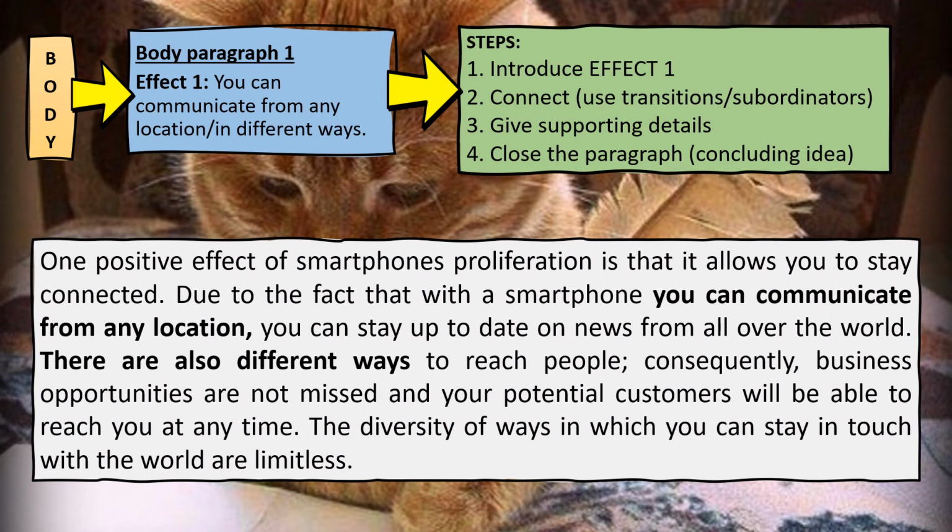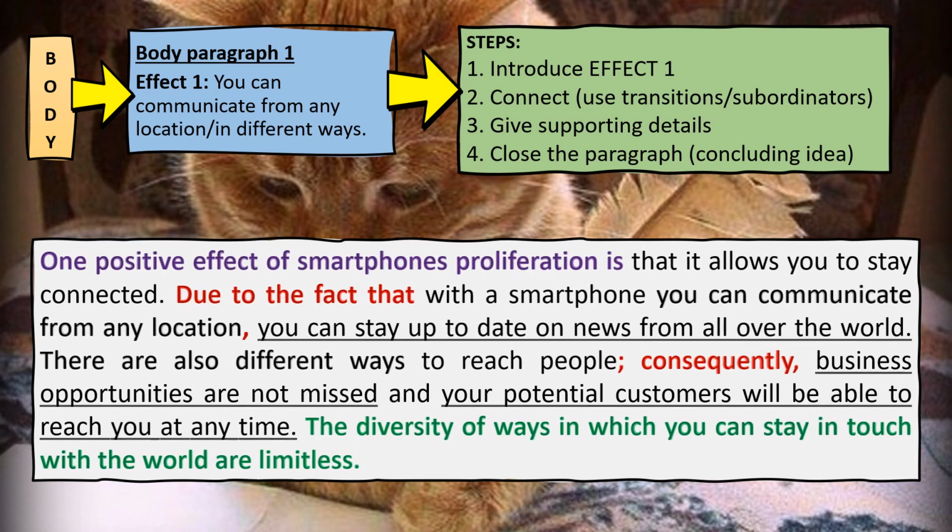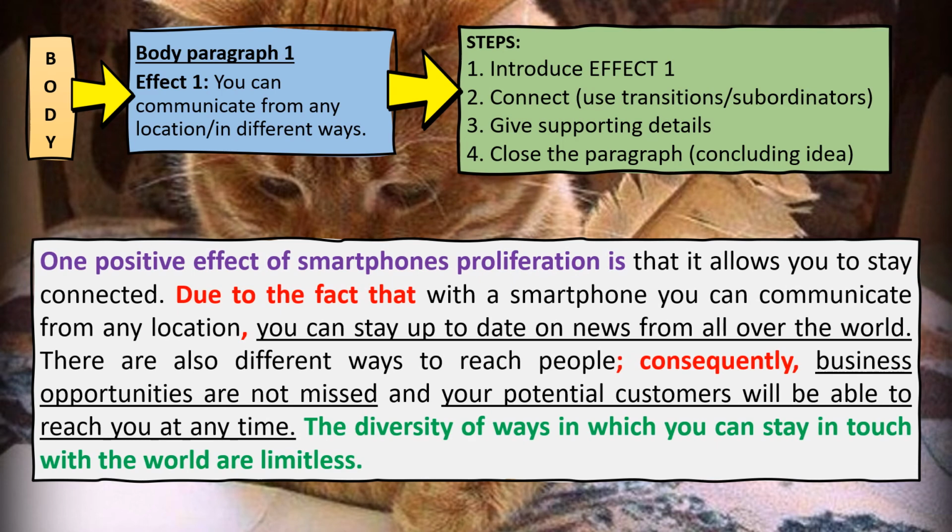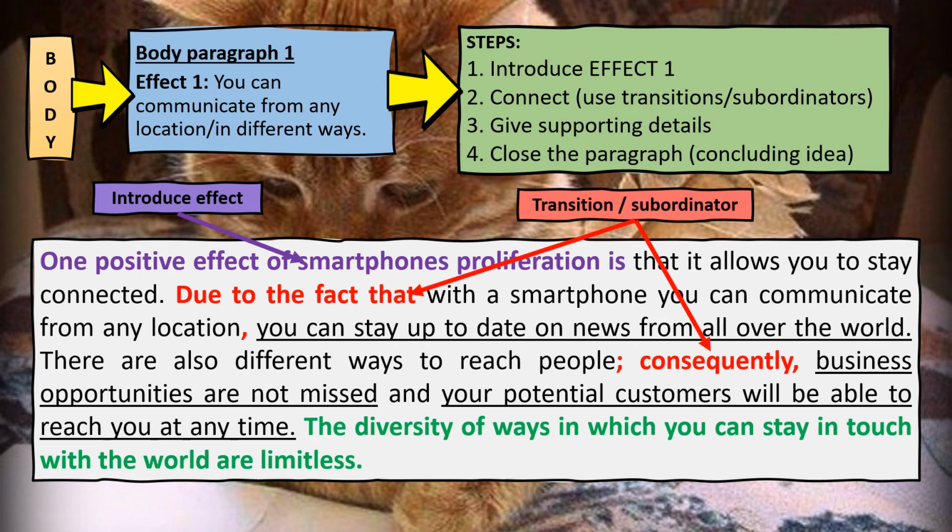This is my example. One positive effect of smartphone proliferation is that it allows you to stay connected. Clearly, I am introducing the effect by saying "one positive effect of," and then I am mentioning the topic. Then I am connecting using transitions and subordinators. In this case, I am using the subordinator "due to the fact that," and then I'm continuing with the smartphone. You can communicate from any location, comma, you need a comma here. You can stay up to date on news from all over the world.